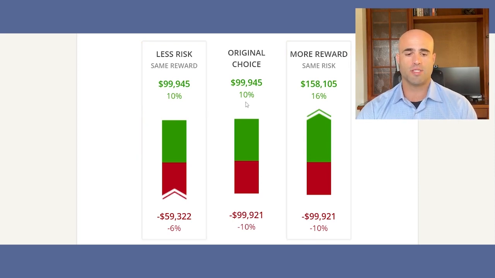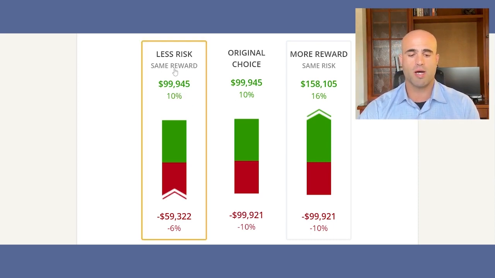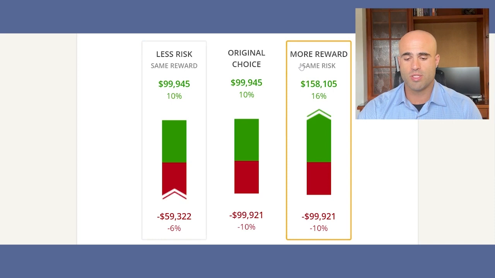The one on the left says we can choose a portfolio with less risk, but the same upside potential. So this one could drop by only 59,000 over the next 6 months, but it could still make as much as almost 100,000 over the next 6 months. Or we have on the right, which is the more reward with the same level of risk, which says, hey, I'm comfortable potentially seeing a downturn of 100,000 or 10% because I want the chance at making more, so up to 158,000 over the next 6 months.